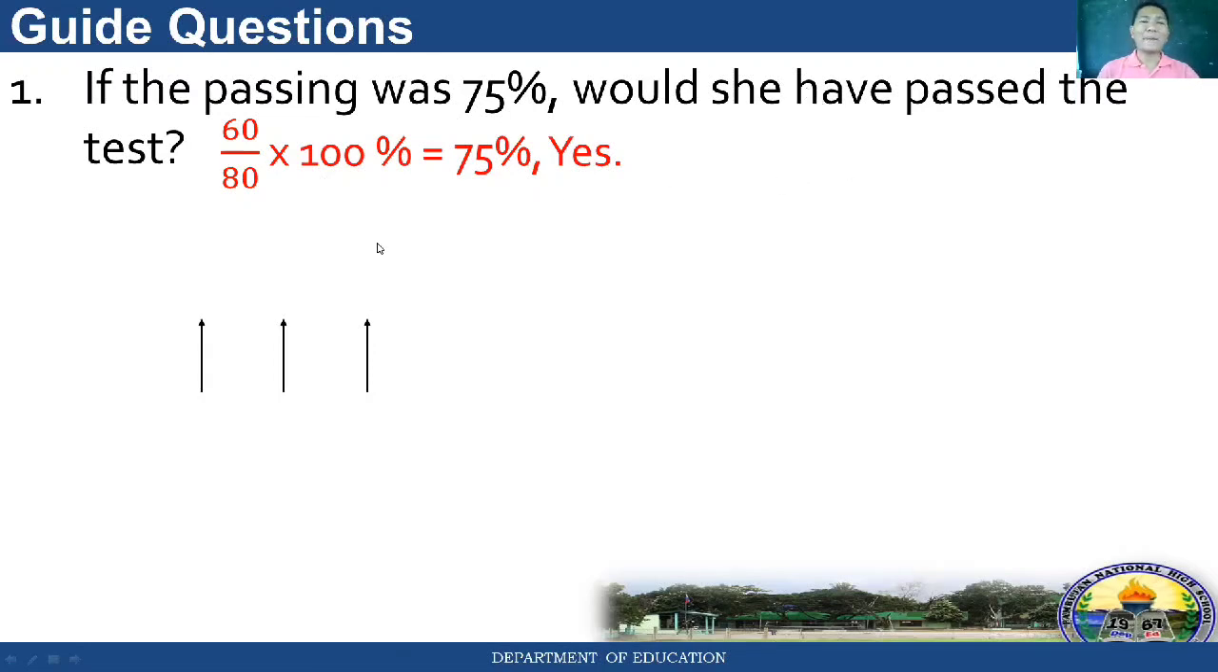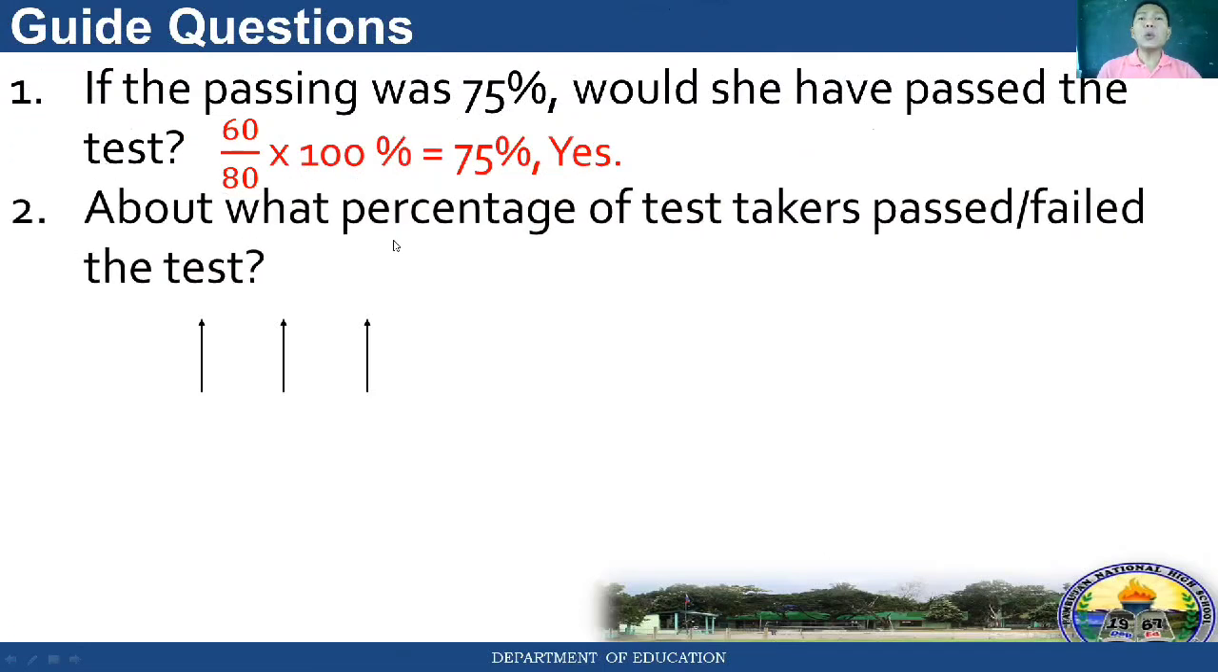Ano? Okay. Now, about what percentage of test takers passed the test and about what percentage of test takers failed the test? Ilan ang nakapasa at ilang percent ang hindi nakapasa? We can clearly give our answer by illustrating that in our quartiles. Remember that the score 60 belongs to the first quartile. Ano? And that is the 25%.